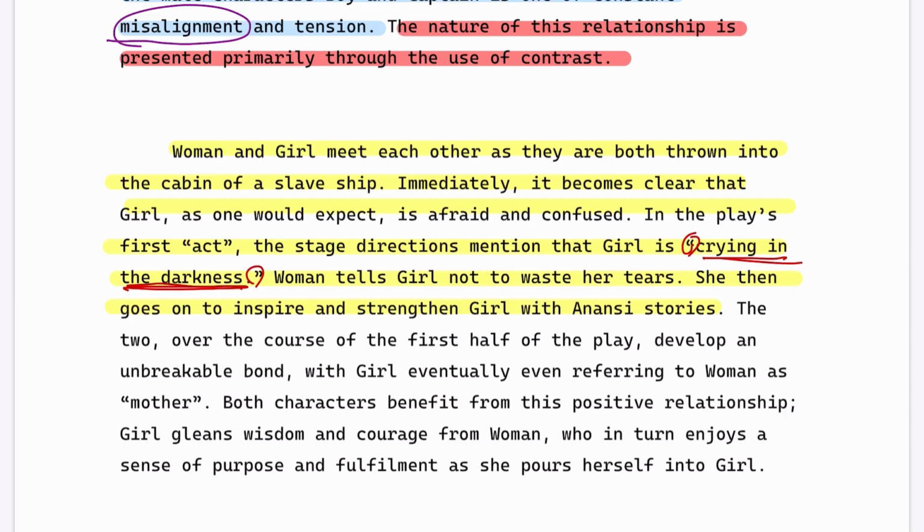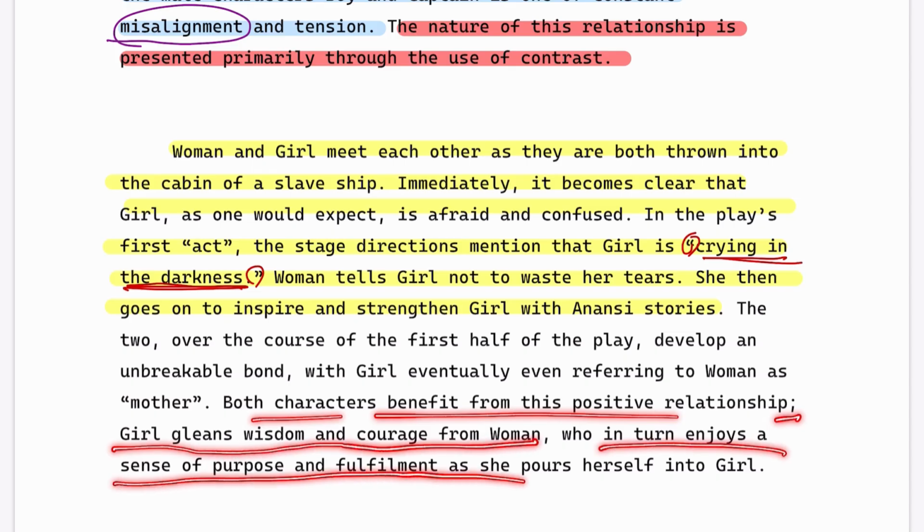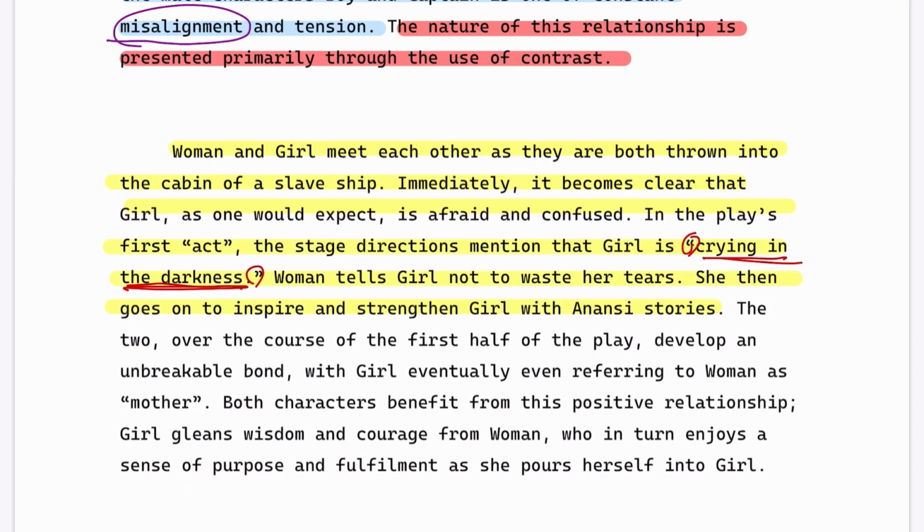The two, over the course of the first half of the play, develop an unbreakable bond, with girl eventually even referring to woman as mother. Both characters benefit from this positive relationship. Girl gleans wisdom and courage from woman, who in turn enjoys a sense of purpose and fulfillment as she pours herself into girl. Alright, so I think this is a solid description of the relationship between girl and woman.